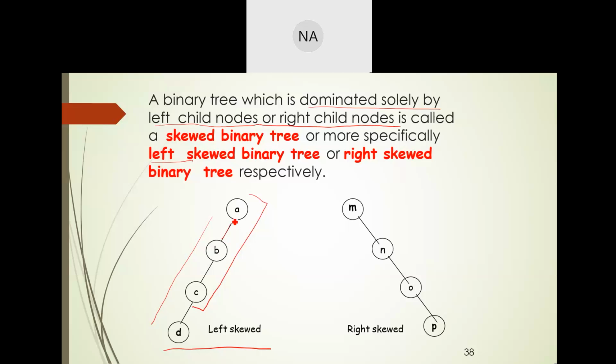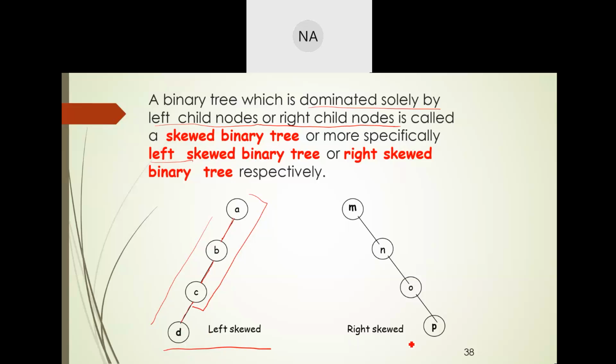So A has only left child. There is no right child for A. B, another internal node, has only the left child, no right child. C, another internal node, has only left child, no right child. And D is the leaf node. Okay, so this is left skewed binary tree.